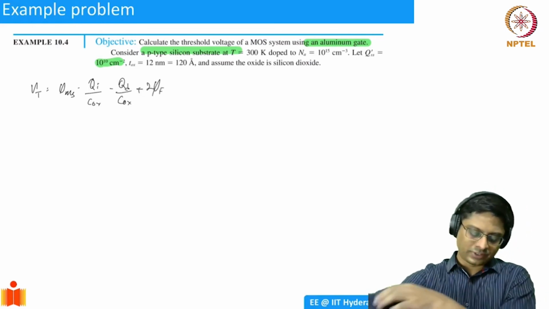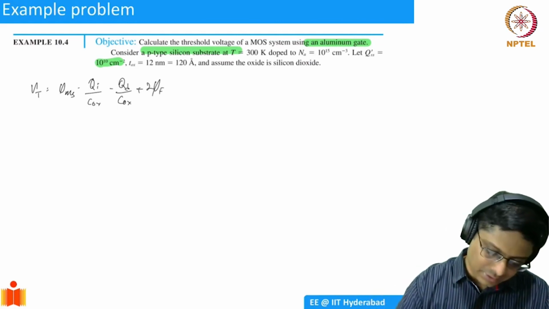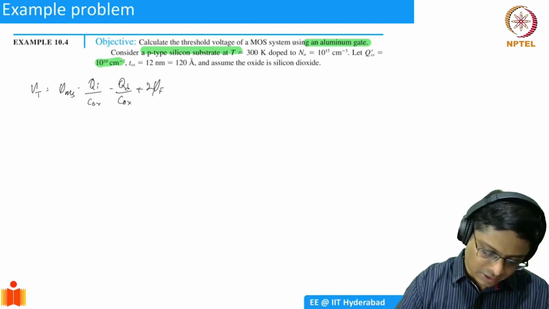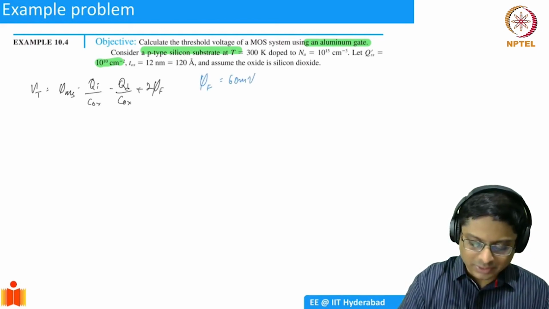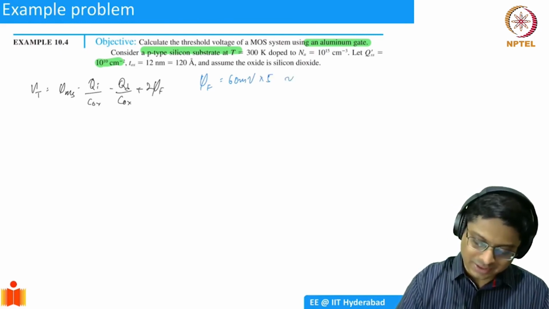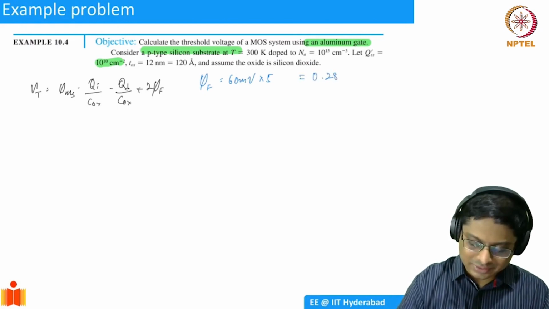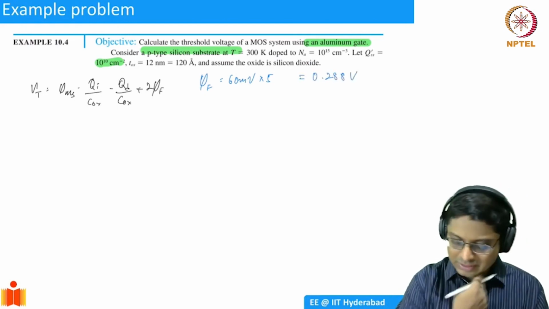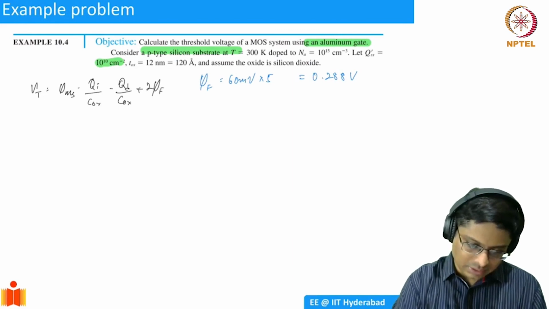The first thing we need is basically phi f. By now we have done it so many times, phi f is 60 millivolt approximately into log of Na by ni. So the exact answer will be 0.288 volts.